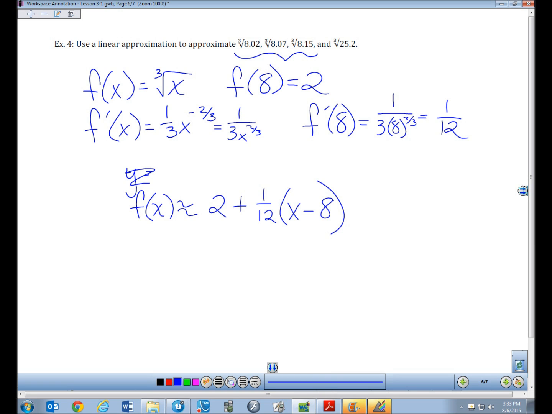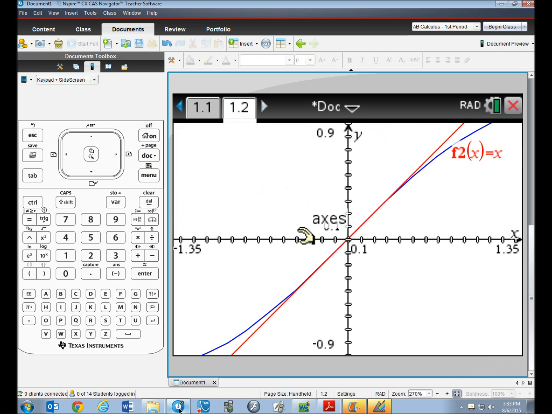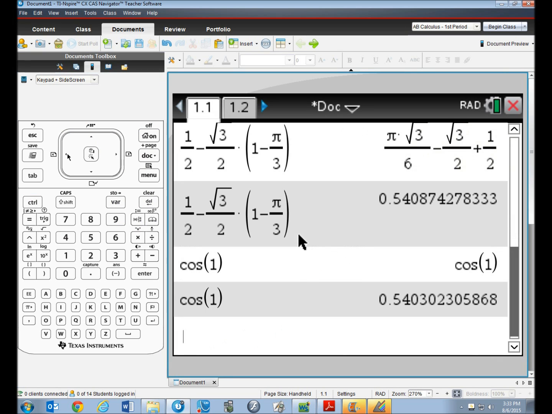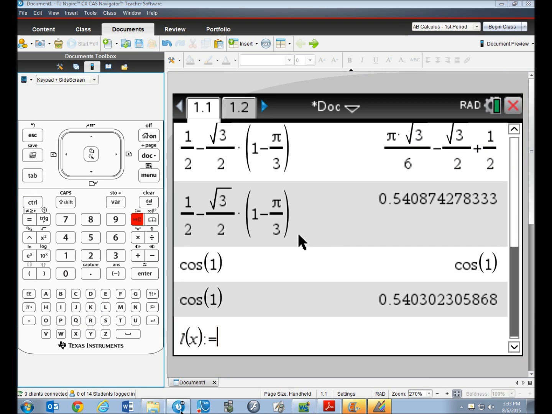Okay? Now at this point, we can then plug in 0.02, 0.07, 0.15, and see what happens. So I am going to utilize my calculator, and I'm going to actually create that function value by calling it L of x, and I'm going to assign it 2 plus 1/12 times x minus 8.